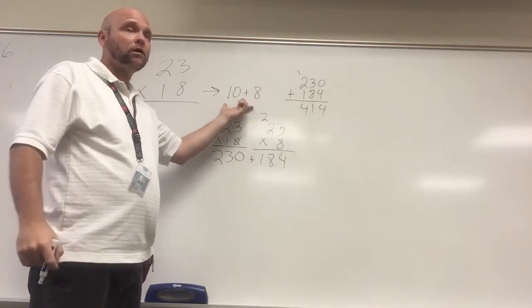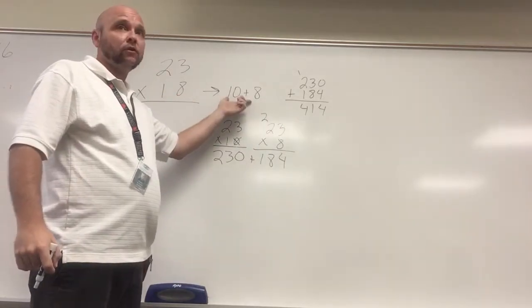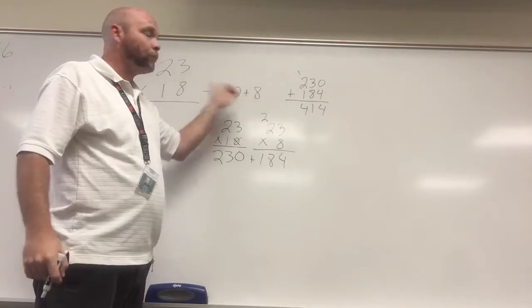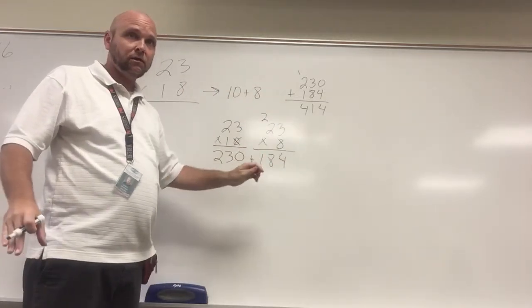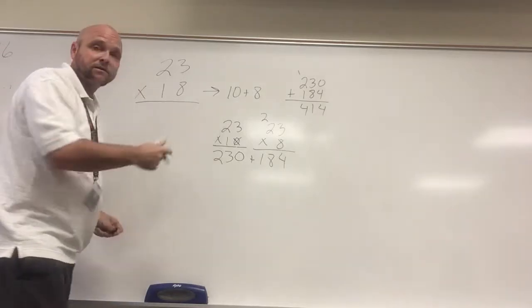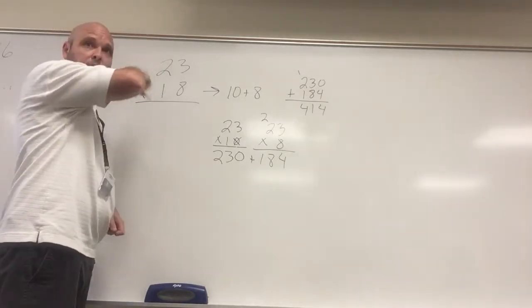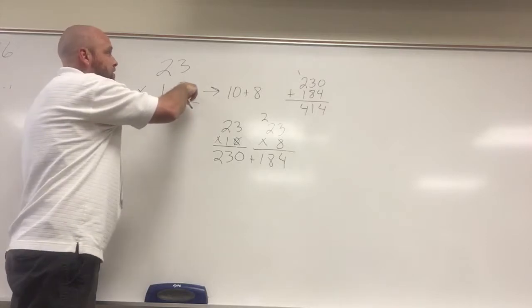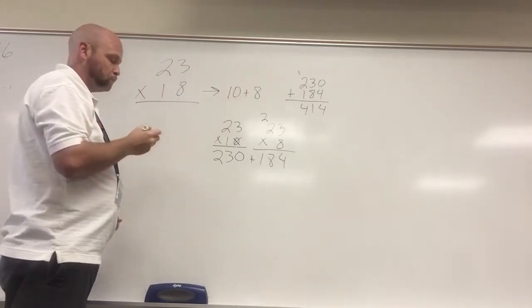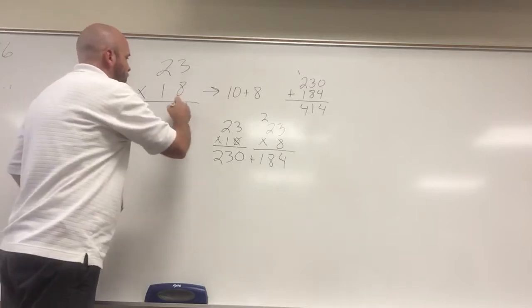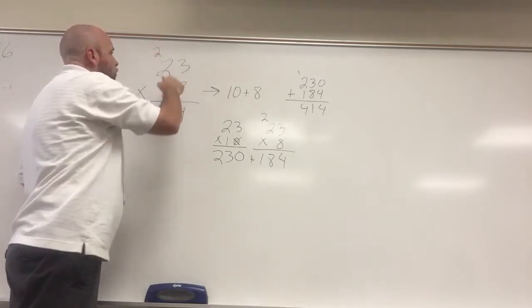If I broke it apart and put this number in expanded form and then multiplied this by both of these, and if we did all our multiplication right, it should be good. Okay? So now let's try it with the regular way. What's 8 times 3? 24. I carry my 2. What's 8 times 2?